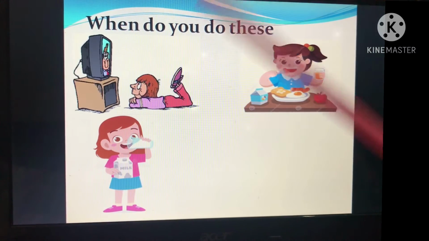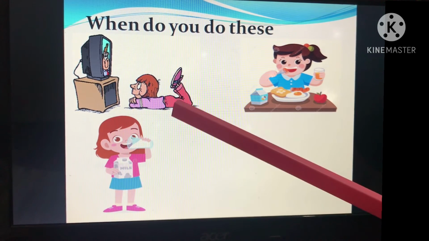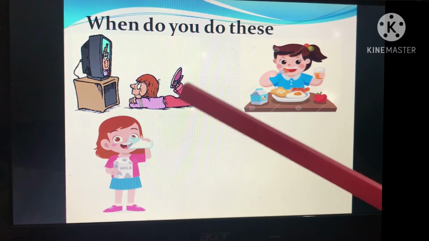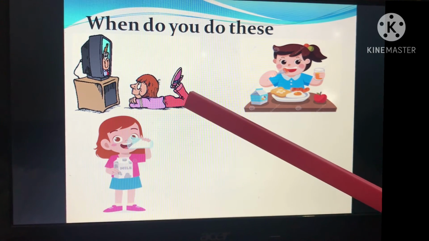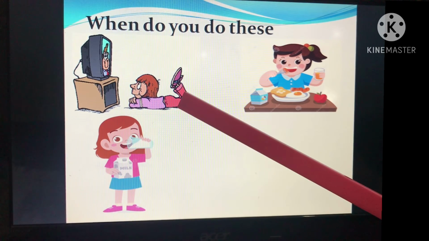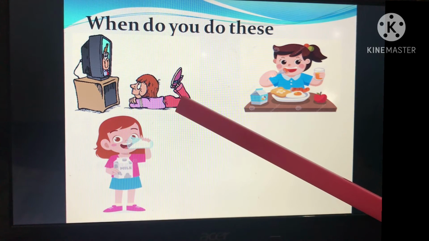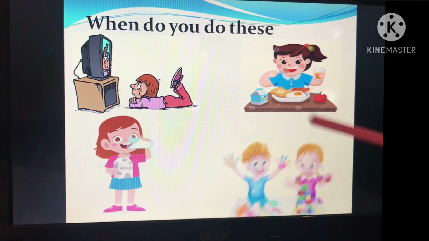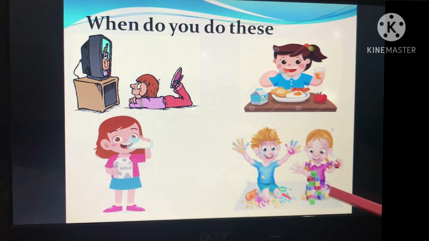The third one, we have here watching TV or watching television. When do you do this? Is it in the morning, in the afternoon, or in the evening? And lastly, we have playing with your brother or sister or your friend. When do you play with your brother or your sister or your friend? Is it in the afternoon or in the evening?